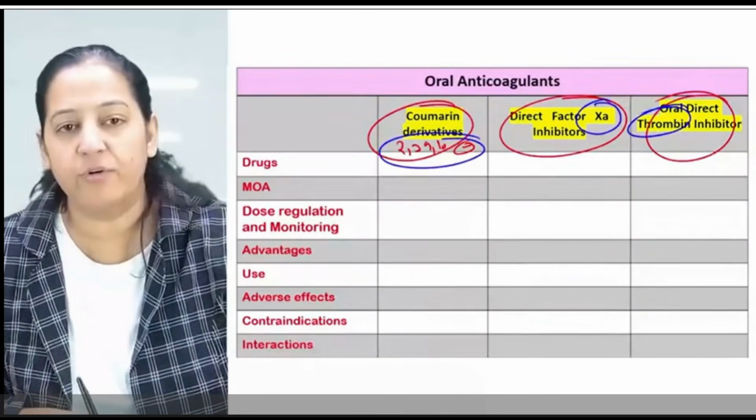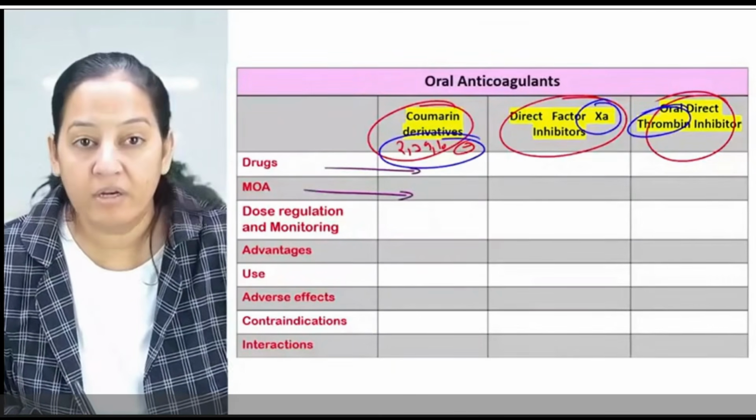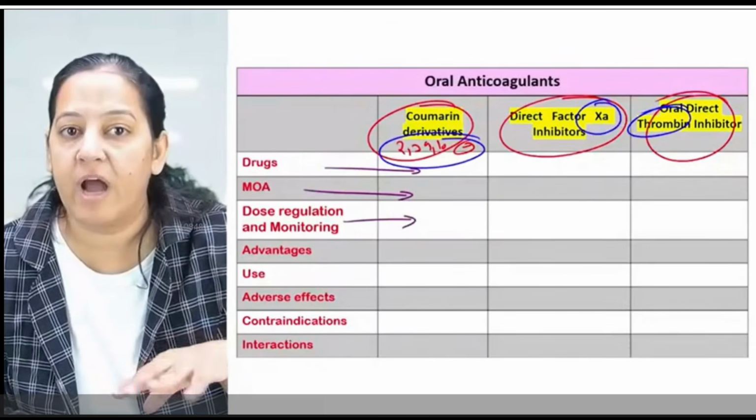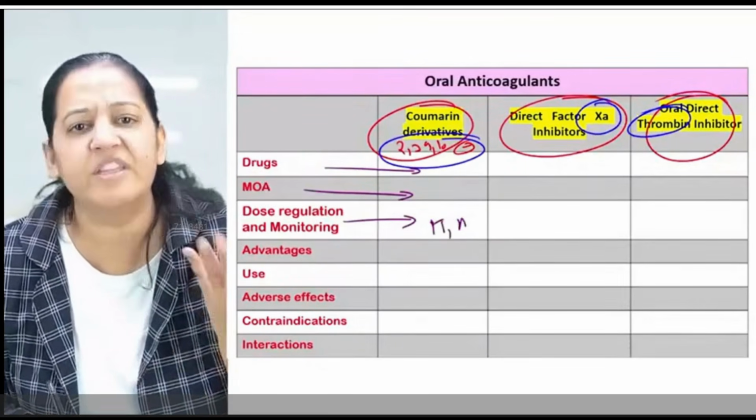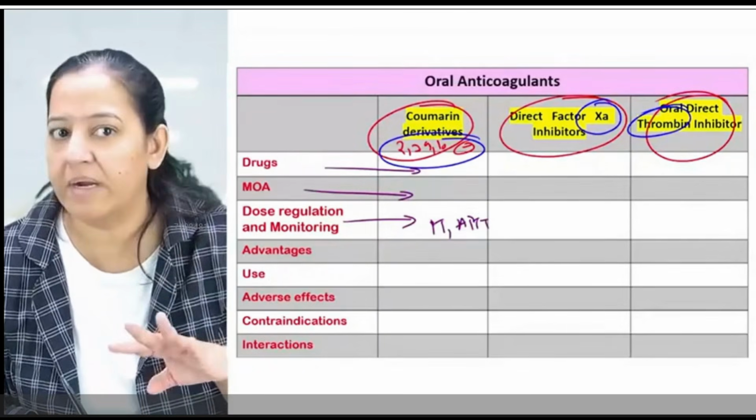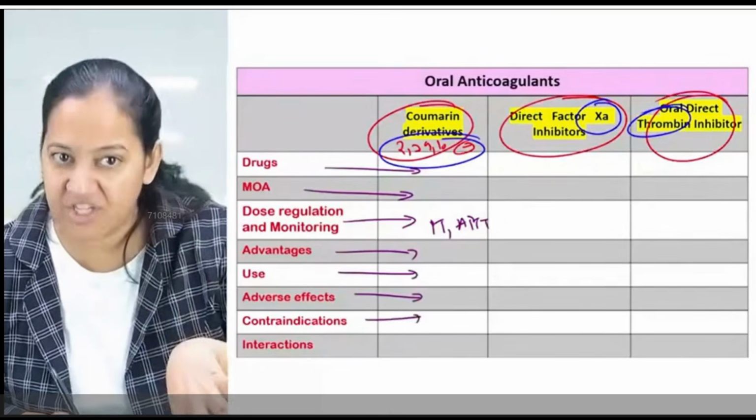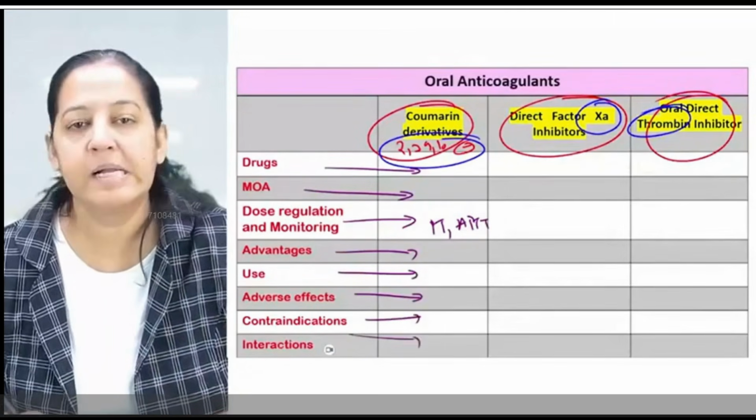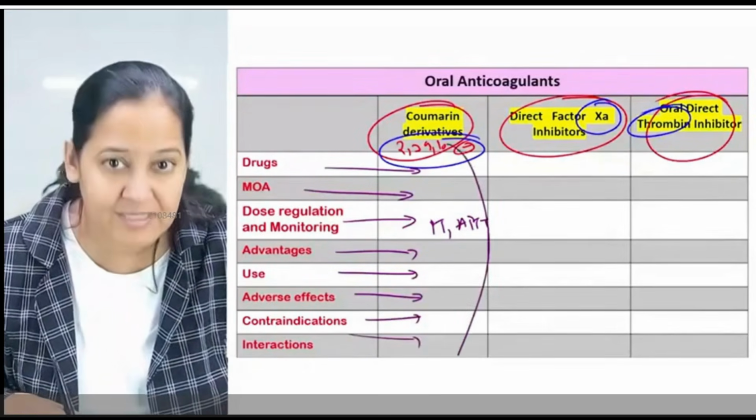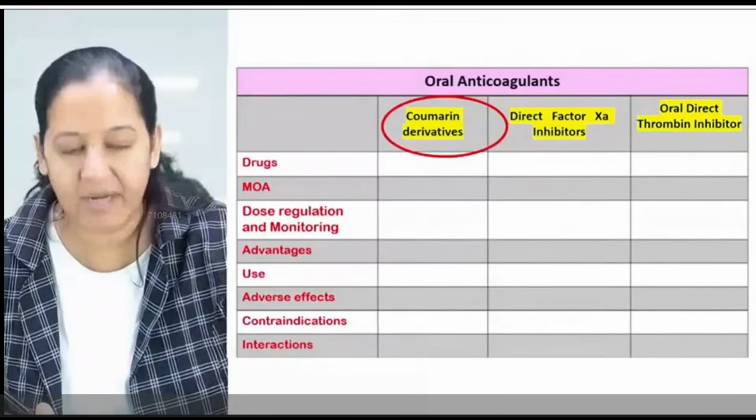In each category, you have to tell me the name of the drugs, the mechanism of action, the dose regulation and monitoring. How we do the monitoring, with PT or with aPTT or with both. Monitoring is required or not required. Advantages over each other, the uses, the adverse effects, contraindications if applicable, and interactions if applicable. The biggest category is this one; these two are small. So let's start the first category, Coumarin derivatives.